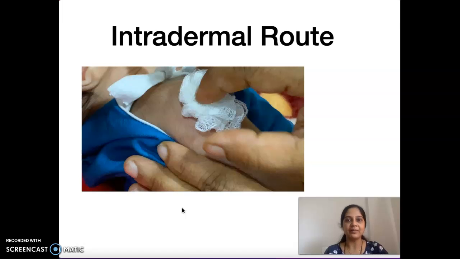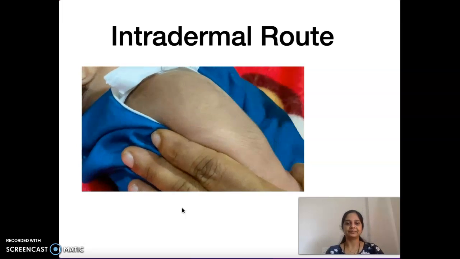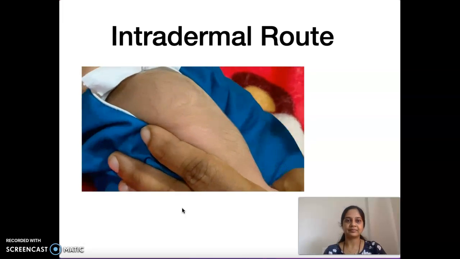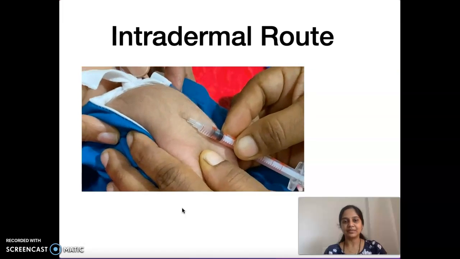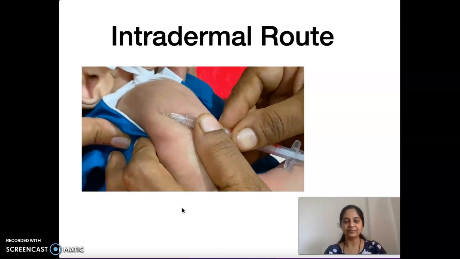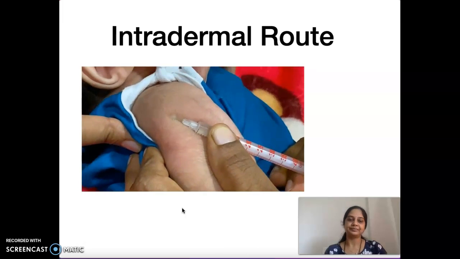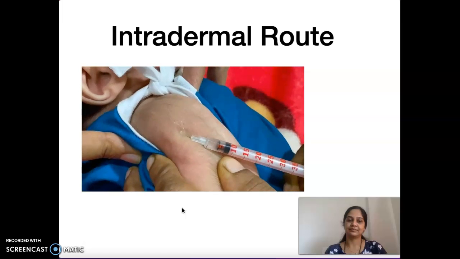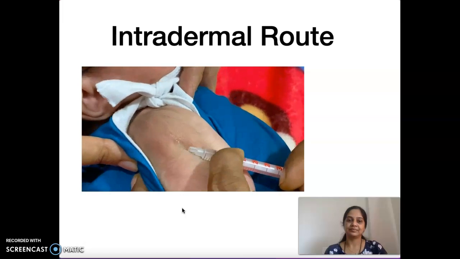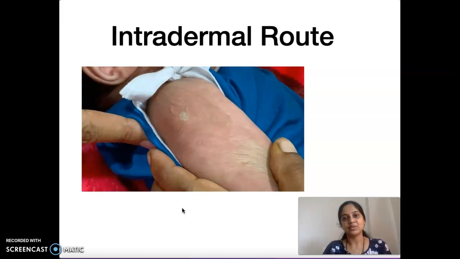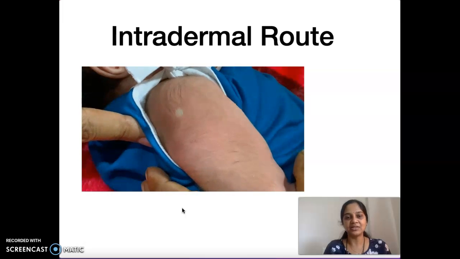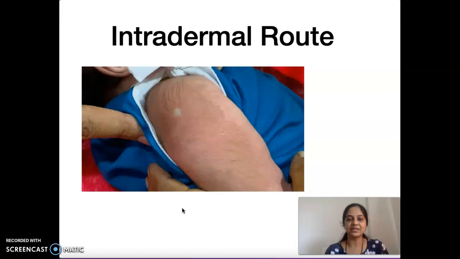So this is the vaccine administration in the intradermal route. So note, it is the right arm and fractional dose of IPV has been introduced, using a small gauge needle at a 5 to 15 degree angle. And soon after the vaccine is injected, there is a wheal formation. That marks the complete administration of the intradermal vaccination.